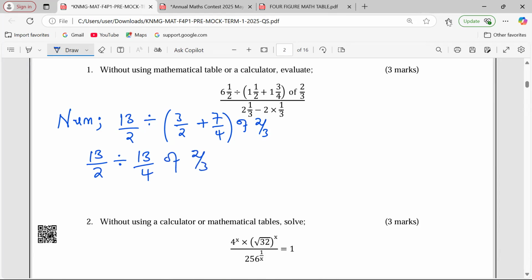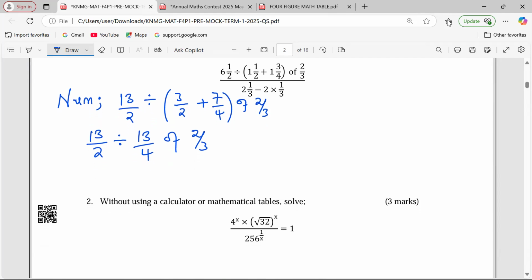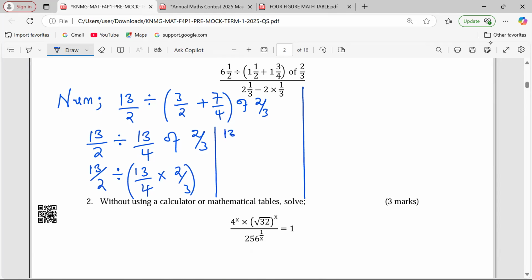According to BODMAS, I'm supposed to handle the of first. To deal with the of, which is treated as a multiplication or product, it means I'm having 13/2 divided by 13/4 multiplied by 2/3. So I'm going to deal with that part first. To wind up with the numerator, I'm supposed to have 13 out of 2, then this I'm dividing by, this is 2. So I'm having 13/6, right? With this now, we can handle the division, whereby 13/2 should be multiplied by the reciprocal. And this is going to give us exactly 3. So from the numerator, the answer that I'm getting is 3.